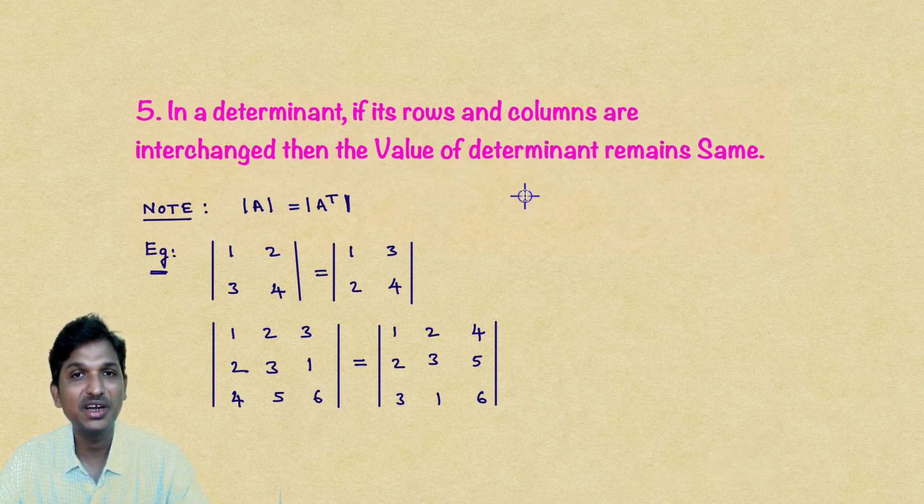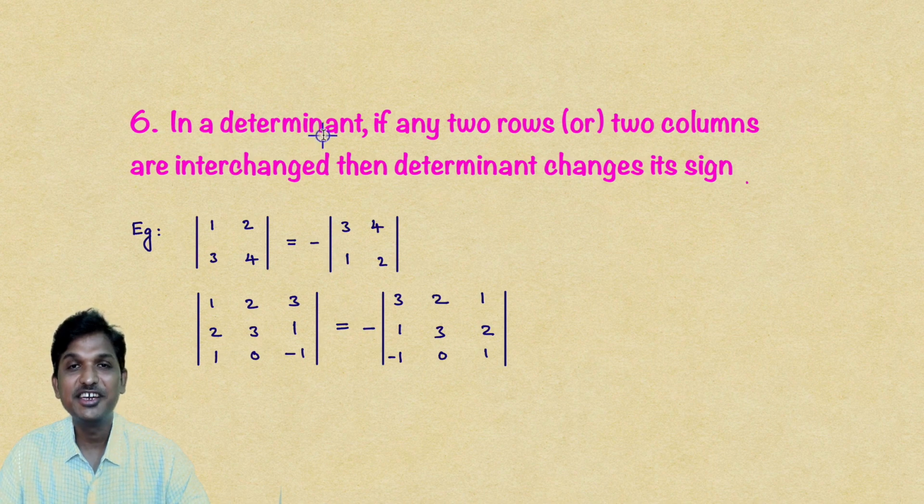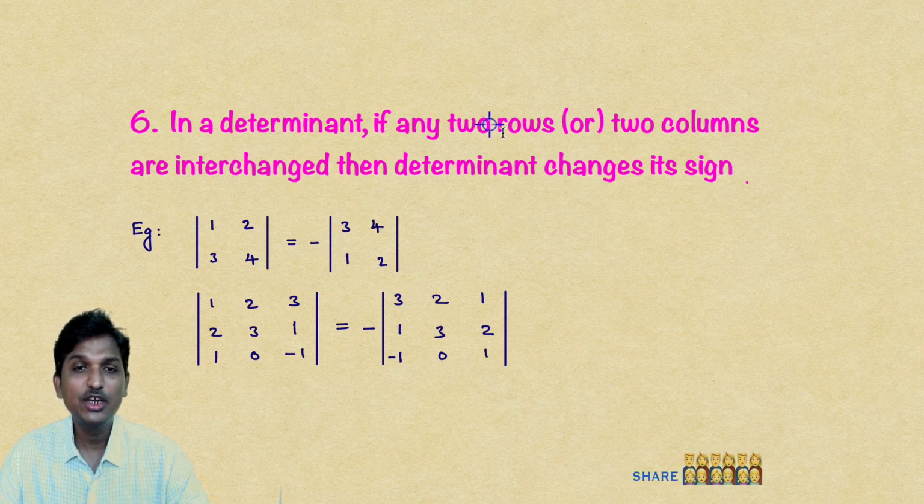Now the sixth property. What is the sixth property? In a determinant, if any two rows or any two columns are interchanged, then the determinant changes its sign. In a determinant, if any two rows or any two columns are interchanged, not full, any two rows or any two columns are interchanged, then the determinant changes its sign. I'll try to explain this with examples. You observe this determinant. This is the given determinant.